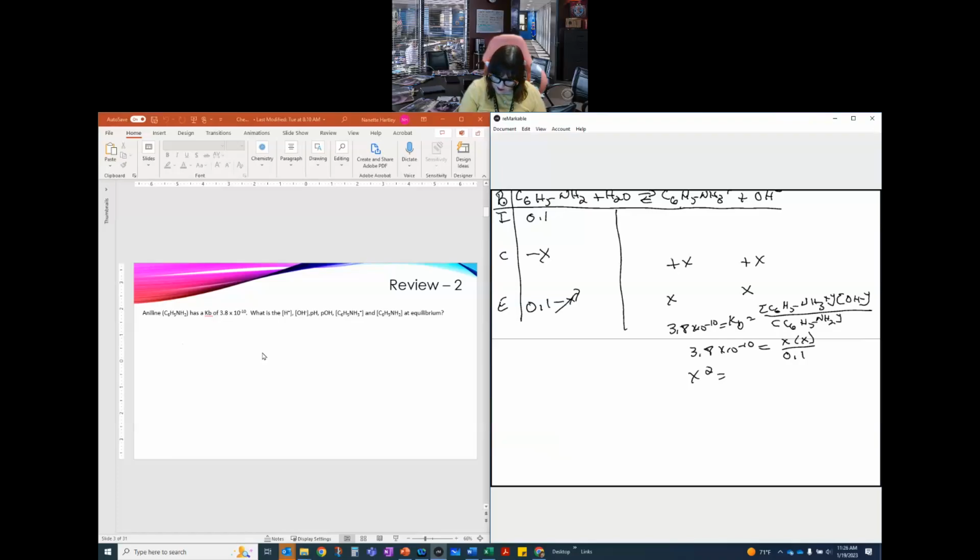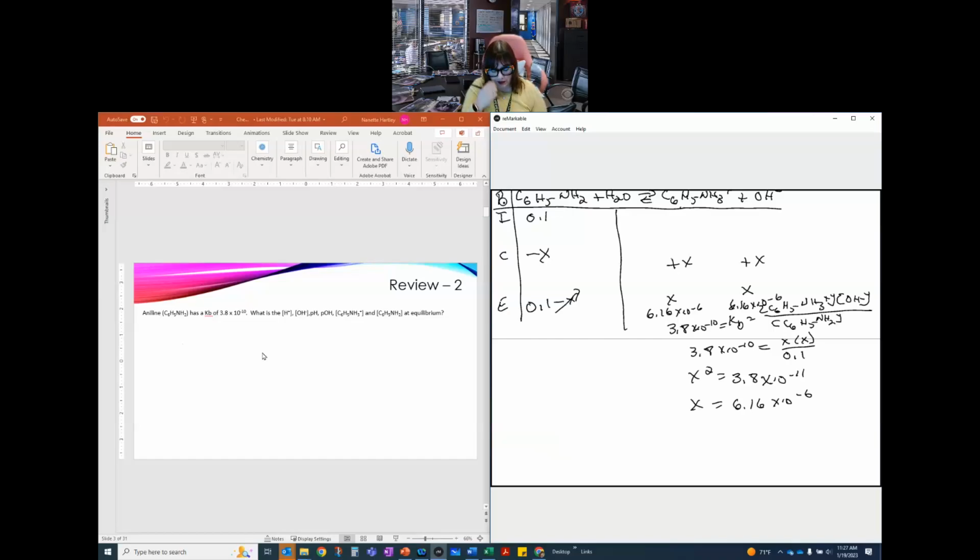And it is. I can't do most of that in my head, but that one I usually remember after I've done it once. So if I take the square root of both sides, I end up with 6.16 times 10 to the minus 6. Okay, so that's the concentration that goes right here, 6.16 times 10 to the minus 6. And of course, that's going to be for this one as well.